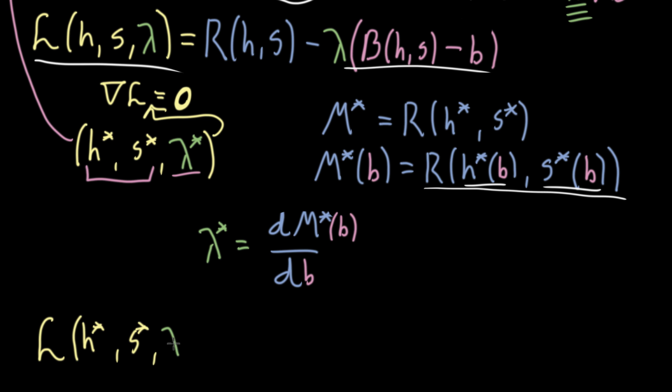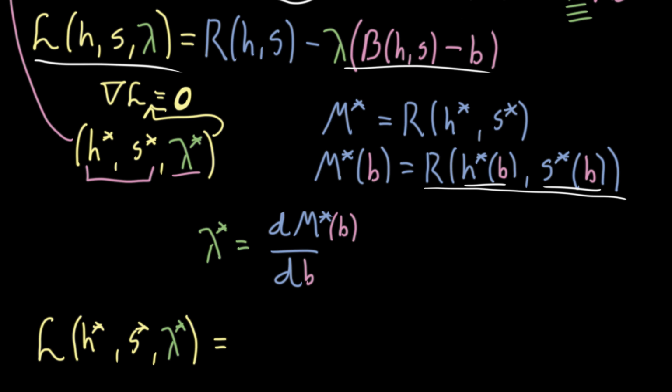And remember, the way that these guys are defined is that you look at all of the values where the gradient of the Lagrangian equals the 0 vector. And then if you get multiple options, sometimes when you set the gradient equal to 0, you get multiple solutions. And whichever one maximizes R, that is h star, s star, lambda star. So now I'm just asking, if you plug that not into the gradient of the Lagrangian, but to the Lagrangian itself, what do you get?